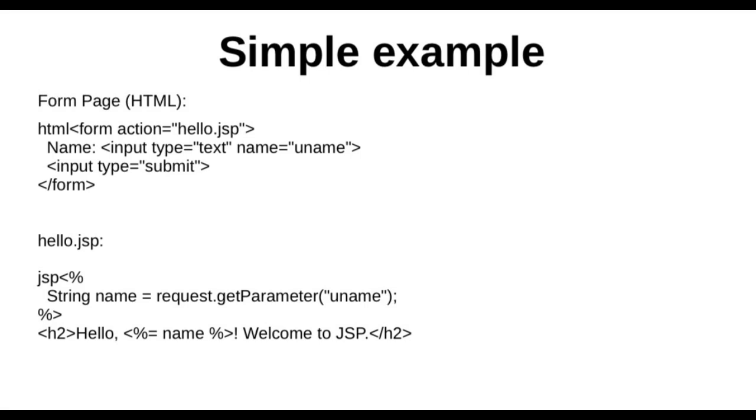Here is a simple example. First, we have an HTML form where the user enters their name. Then in JSP, we get that name using the request object. Finally, we display a message like hello plus username. This shows how JSP makes web pages dynamic.